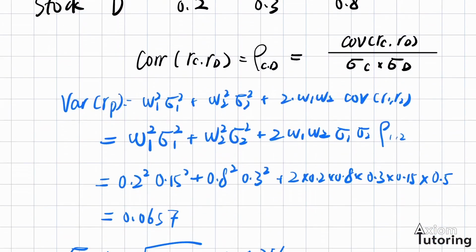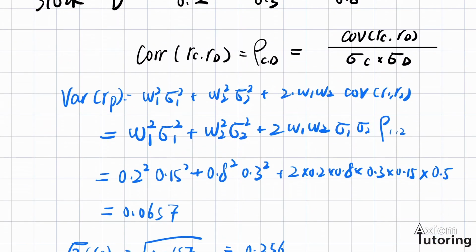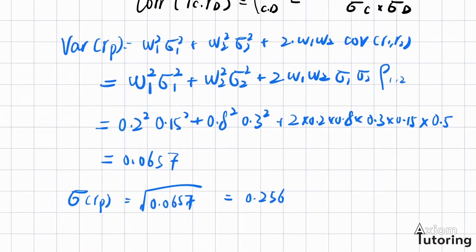Remember the formula here: that is going to be 2 times W1, W2, sigma 1, sigma 2, and rho 1,2. The first two parts will be the same as if you use the covariance. So when dealing with exercises like this, you should be very flexible, and try not to mix them up.